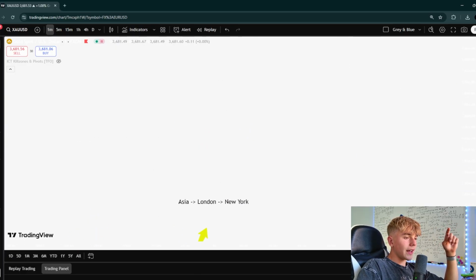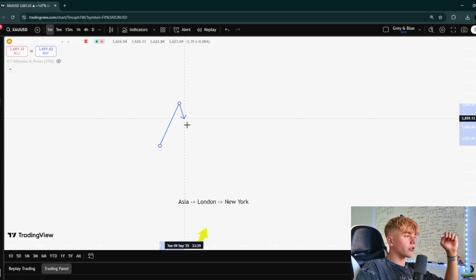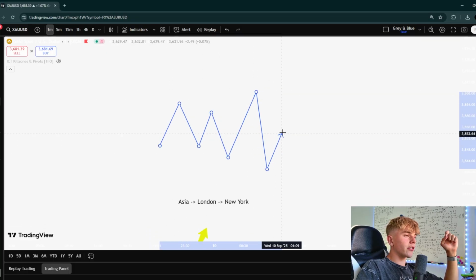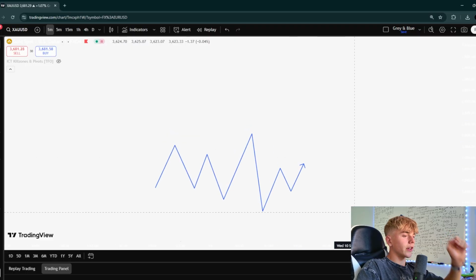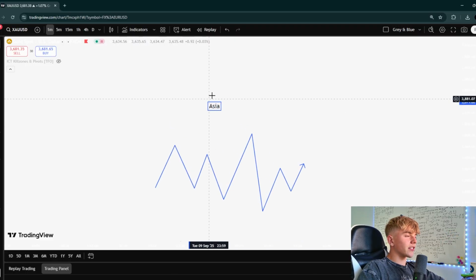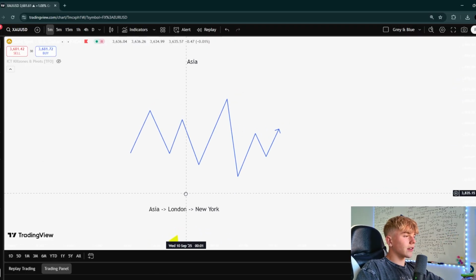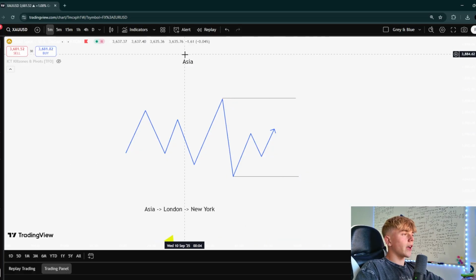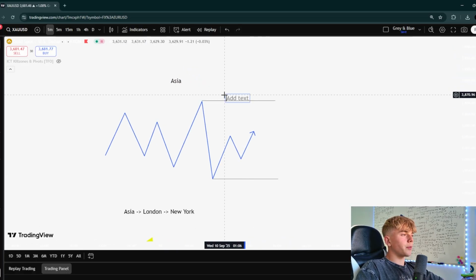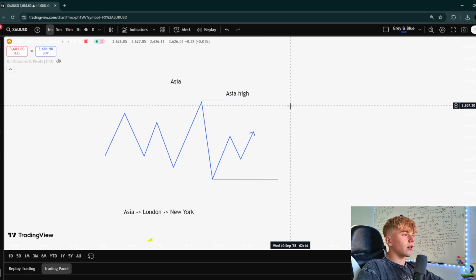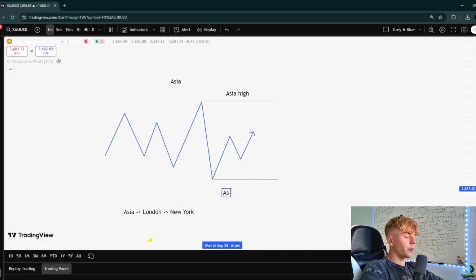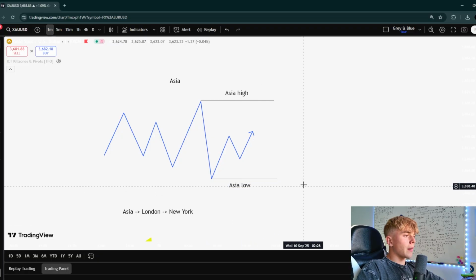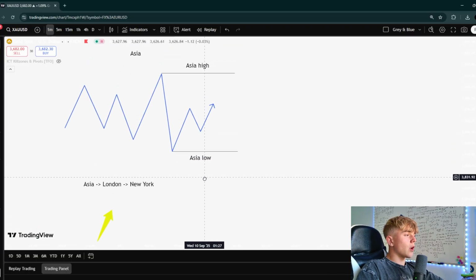But let's say, for example, we are trading during Asia session, and what Asia session likes to do is consolidate. So this would be our Asia session. Now, our Asian highs and lows would be the highest point in price that Asia got to during its session, and the lowest point of price that Asia got to in that session. So overall in the Asia trend, this would be our Asia high, and of course this low down here would be our Asia low.